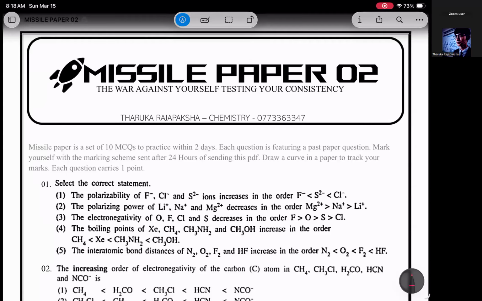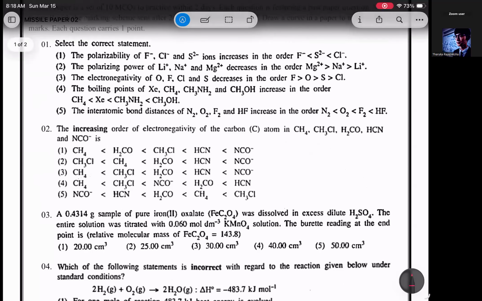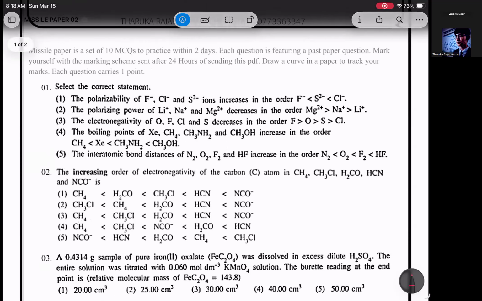Right, you are joining with the MCQ paper number 2 discussion. There are 10 MCQs. Each 2 days you get a set of 10 MCQs. So this is the discussion of the second set of 10 MCQs. So the first question, select the correct statement.